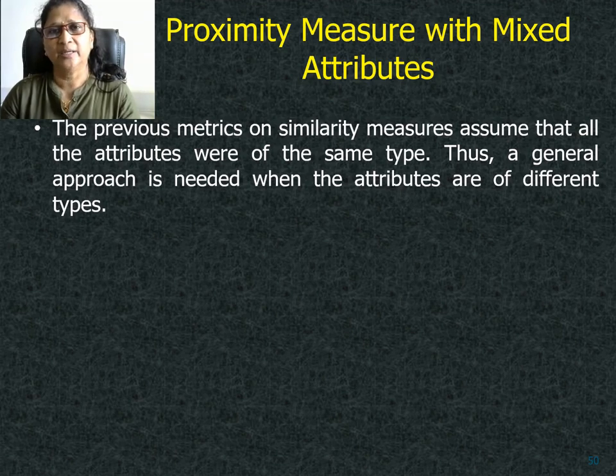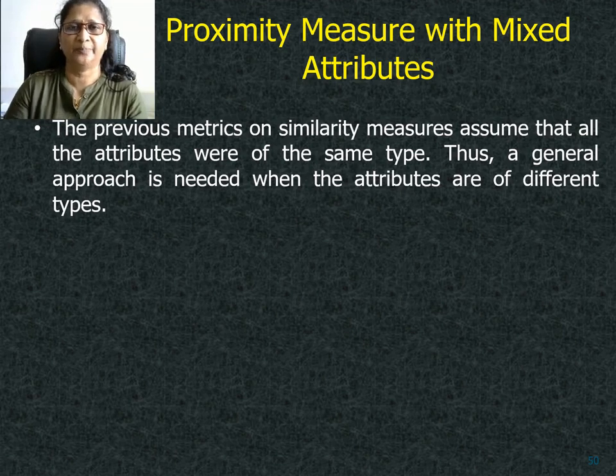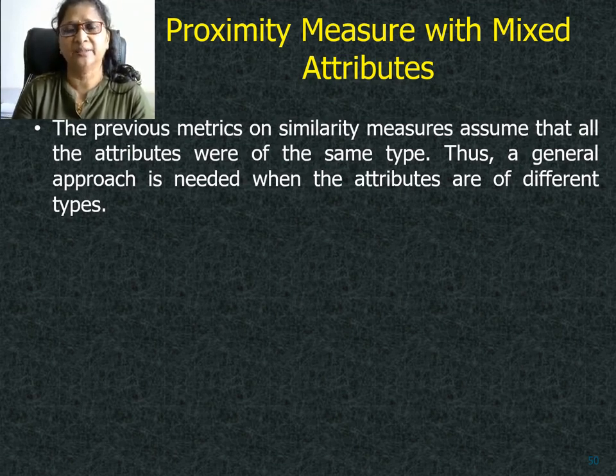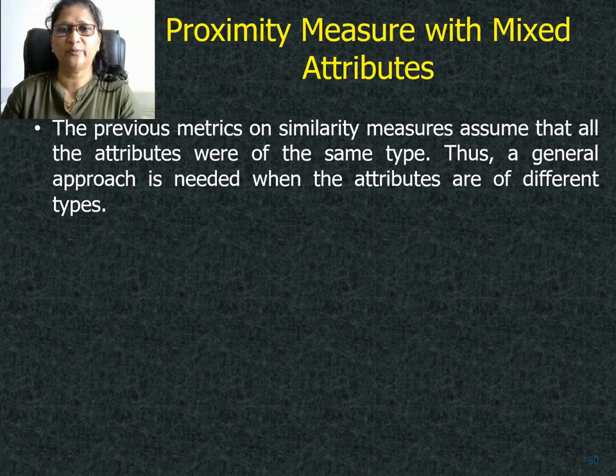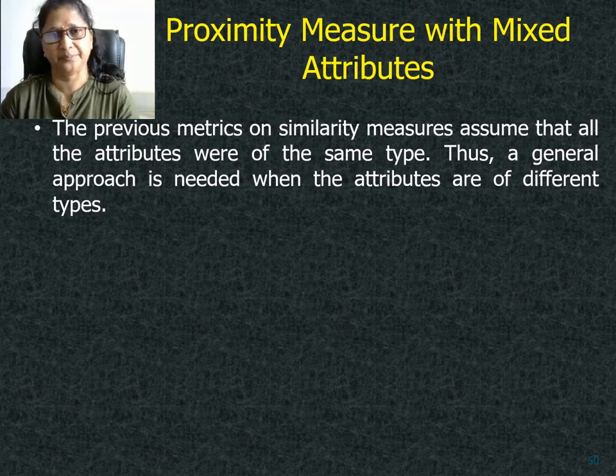While learning in the initial videos, we learned that proximity, that is similarity or distance between any two data objects, is calculated using the individual attributes' distances and then computing for the data objects. And how to compute individual attribute proximity we have recently learned. How to compute proximity for binary attributes we learned. How to compute for ordinal data we learned. How to compute for numeric data we learned. We have learned for nominal attributes too.